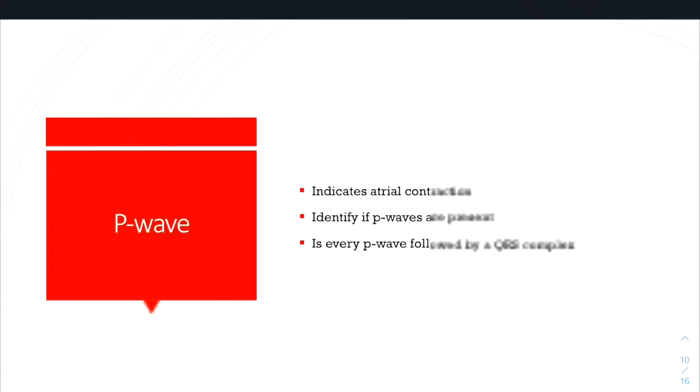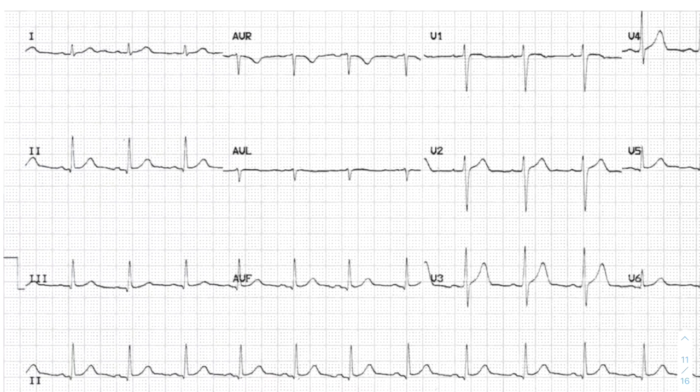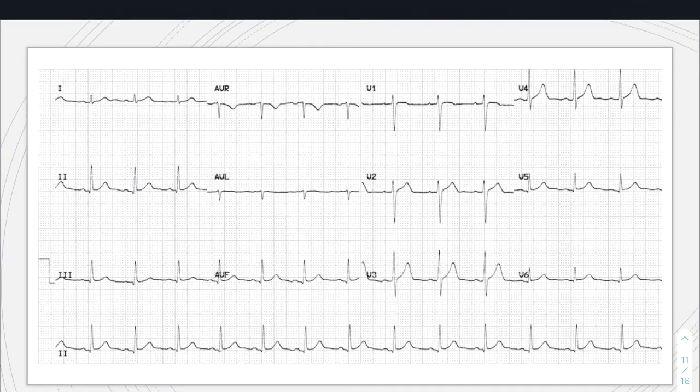So that's rhythm. The next thing to look for is P waves. So we know P waves are atrial contraction. That's the depolarization of the atria. Basically, we're going to look to see if P waves are present, and then look to see if they are followed by QRS complexes. So looking at your ECG here, we want to see where are your P waves.